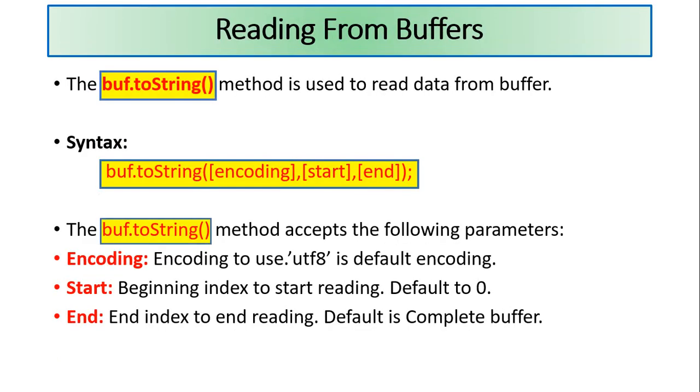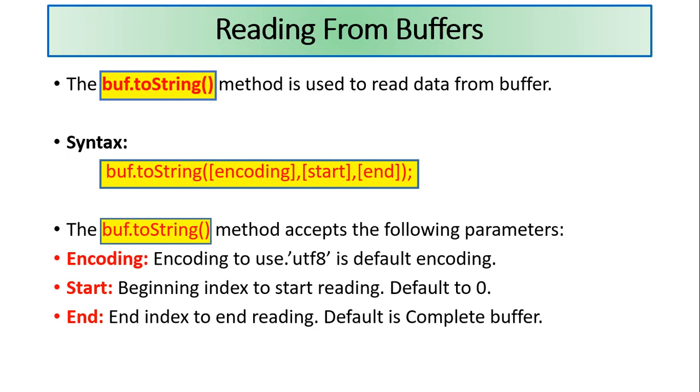Now here we're talking about reading data from a buffer in Node.js. When we read data from a buffer, we use the toString method to read the data from the buffer. Now the syntax: here we are using a buffer object, and by using this buffer object we call the toString method. Inside this toString method we use three parameters. The first one is encoding, the second parameter is start, and the third parameter is end.